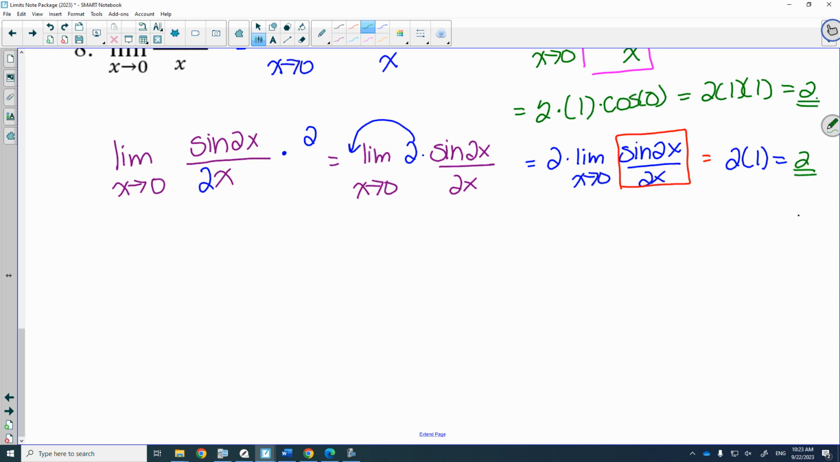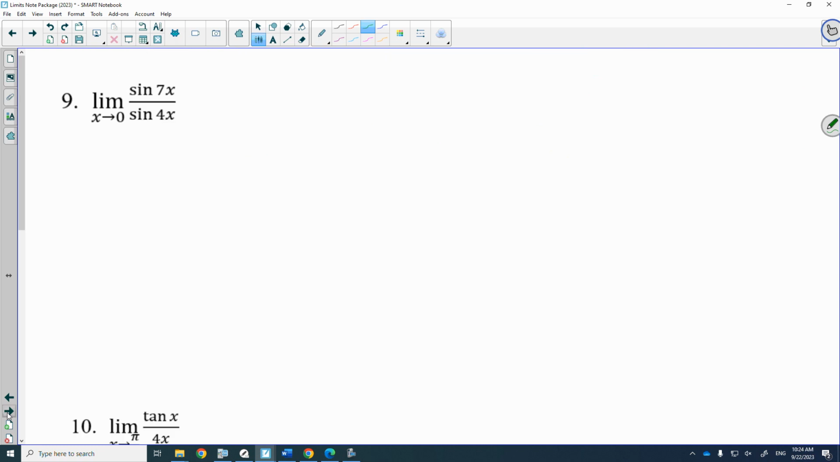I'm going to show you another one exactly like this one using this strategy. Okay, number 9. The limit as x approaches 0 of sine of 7x over sine of 4x. We're going to be indeterminate. What I want you to do is split this up to look as follows. The limit as x approaches 0. So my numerator was the sine of 7x. I just want you to write it like that, times my denominator had the sine of 4x.